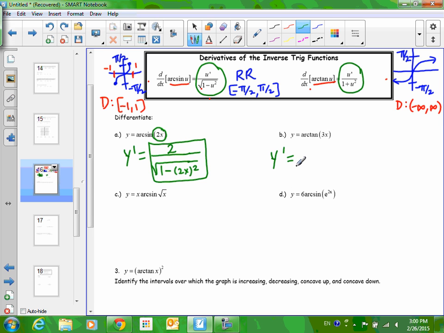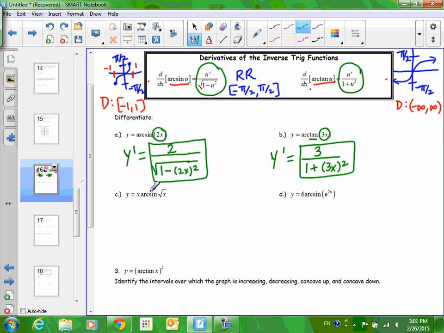Okay, so for example B, very similar problem. Instead of 2x, it's 3x. But now we have arctan, so we have to use this other formula. Still though, fraction bar. What goes in the numerator? 3. The denominator is going to be 1 plus u squared. So 1 plus, in this case, 3x squared. And probably on a multiple choice test, this would be 9x squared. You don't have to do that. We'll worry about simplifying later when we get closer to the AP test. Right now, we just need to focus on correct answers.